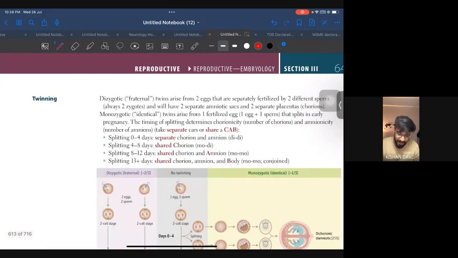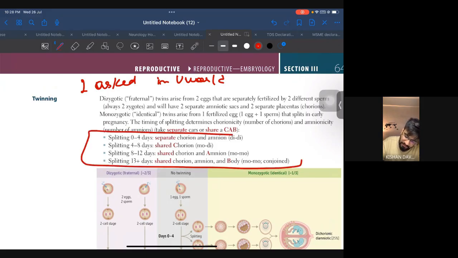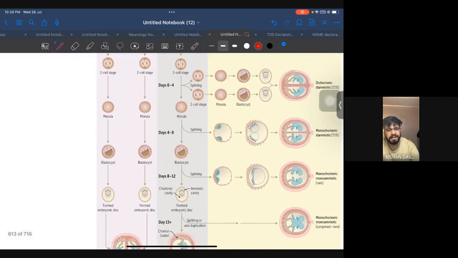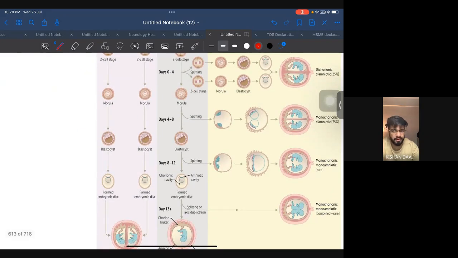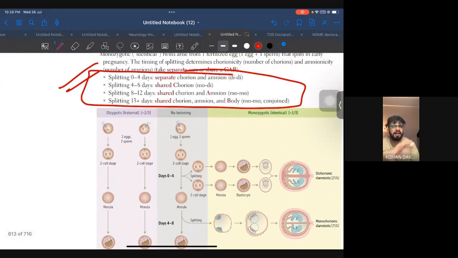Okay, moving ahead. Twinning. In twinning, only one question has been asked in UL. So just remember this. They have asked about the days. Just remember this much, you don't need to do anything else. Don't go into detail over here. Only one question in UL. NBME has never asked, and I think the exam has also not asked.